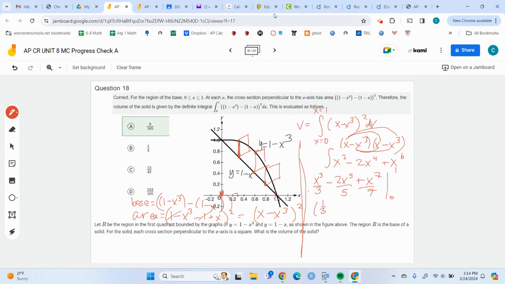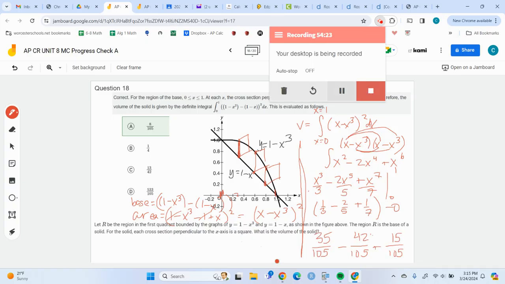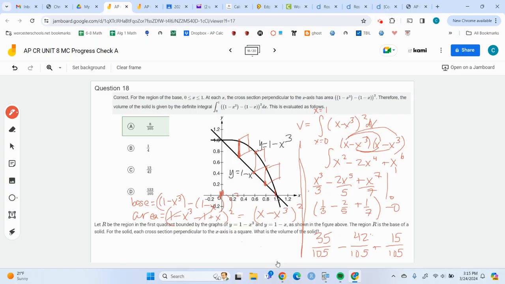So this would be 1/3 minus 2/5 plus 1/7 minus 0. All right, so for the common denominator, I got it just by multiplying 3 times 5 times 7. 15 times 7 is 105. From 3 to 105, you multiply by 35. From 5 to 105, I multiplied by 7 times 3, which is 21, times 2 made that 42. And from 7 to 105, I multiplied by 3 times 5, which is 15. And then 35 minus 42 plus 15 is 8. So 8 over 105.